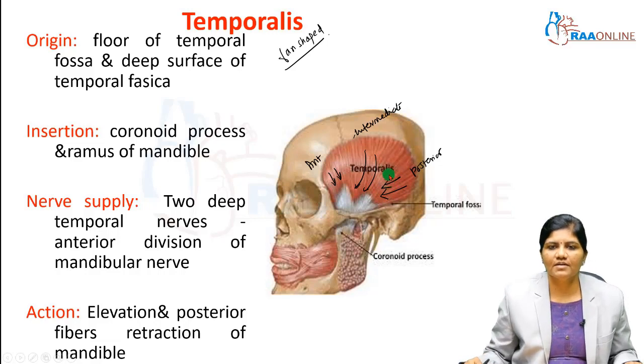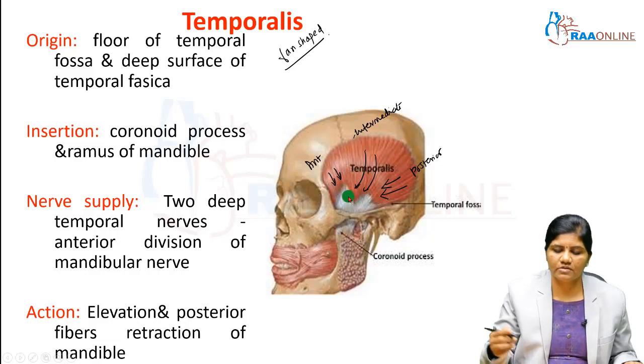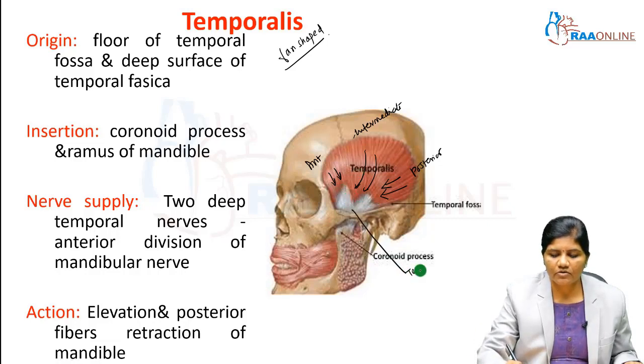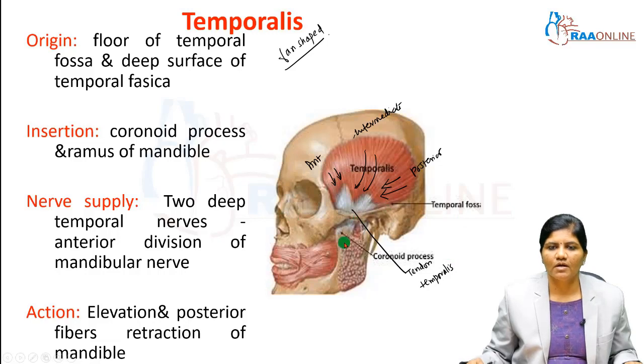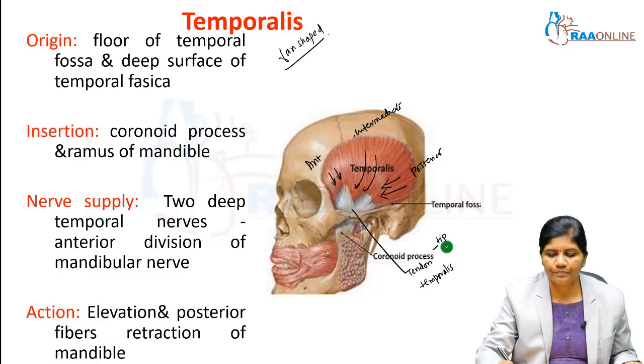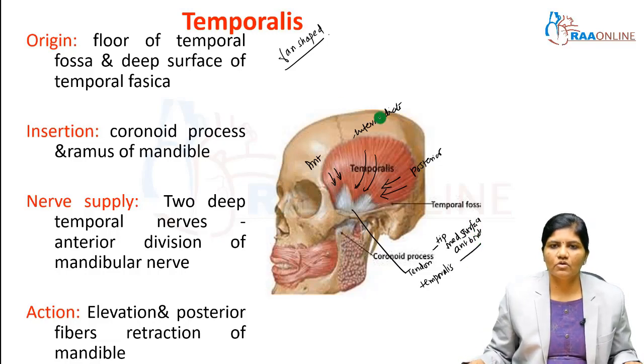All the fibers converge near the arch of the zygomatic bone and form the tendon of temporalis. This white colored thing is the tendon of temporalis. This tendon descends deep to the arch of the zygomatic bone and attaches to the coronoid process. In the coronoid process it attaches to the tip, medial surface and the anterior border. So this is the origin and insertion of temporalis muscle.